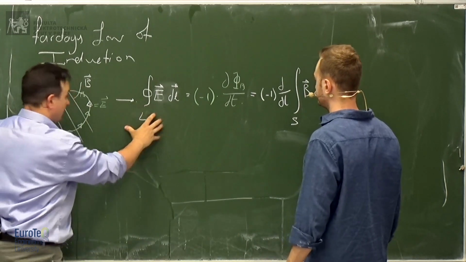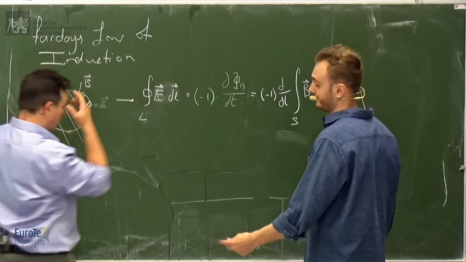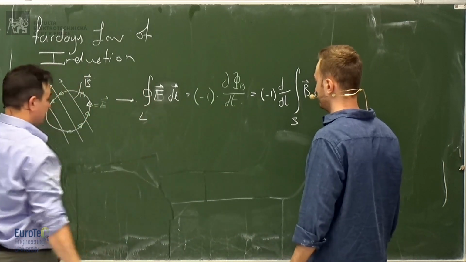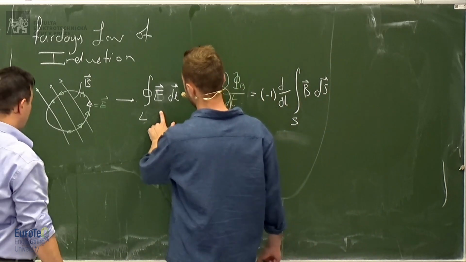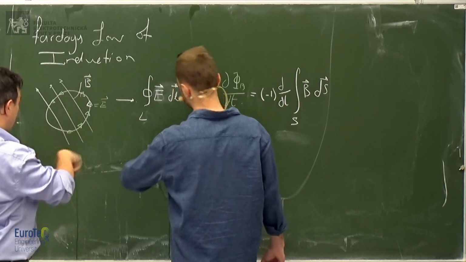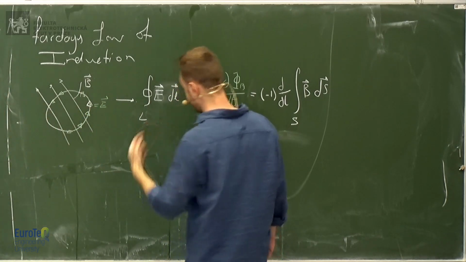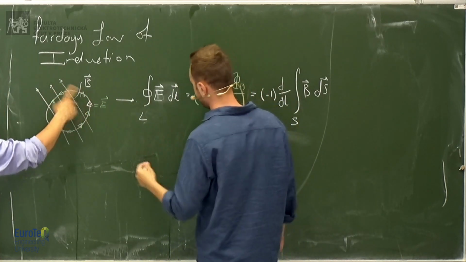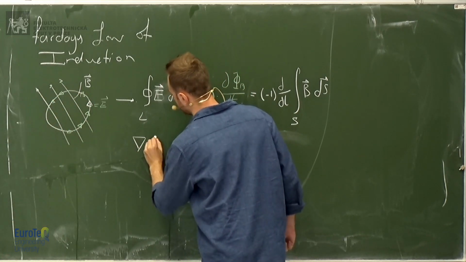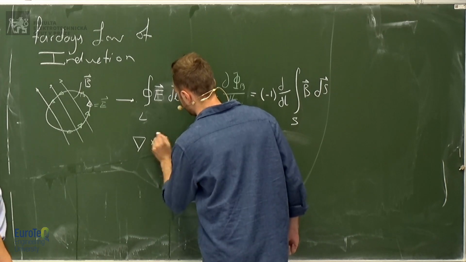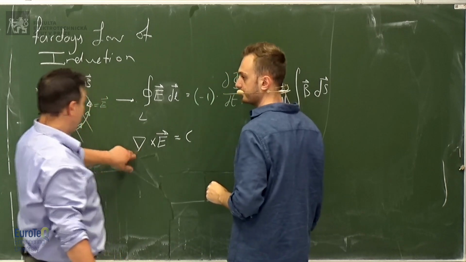Can you write it down in Maxwell's form? In vectorial form, like derivative. Okay. So what does this mean? This is the electric field flowing around the line. So that means we're dealing with a curl. So that's going to be the del operator cross the electric field is equal to... How do you call this in English? Del operator. Del? Okay.